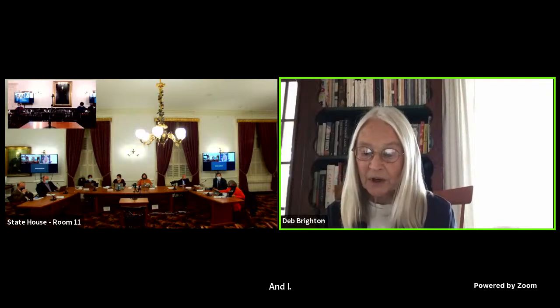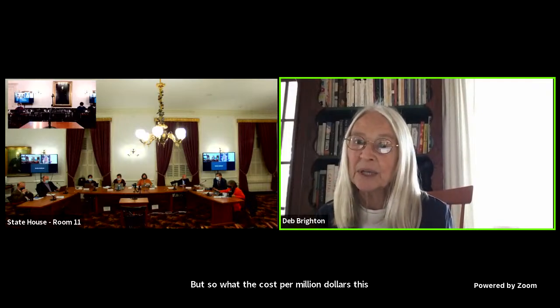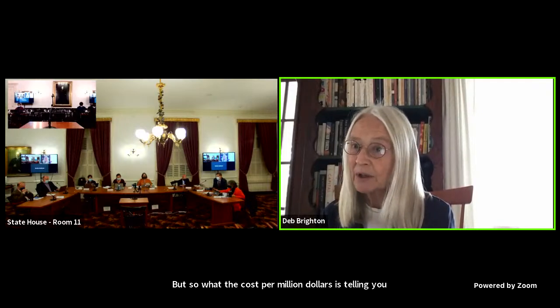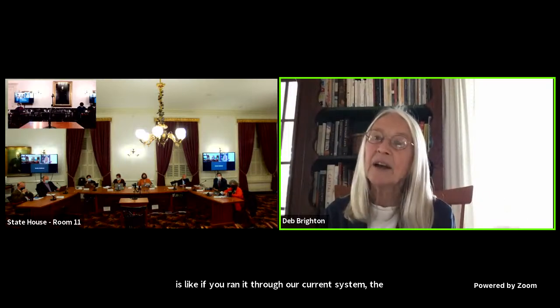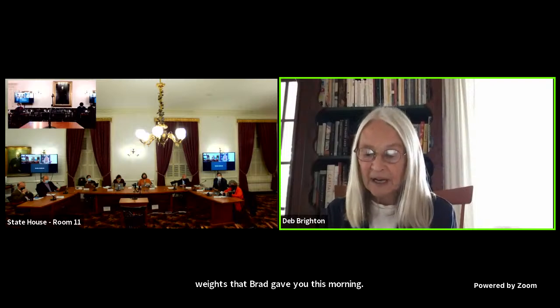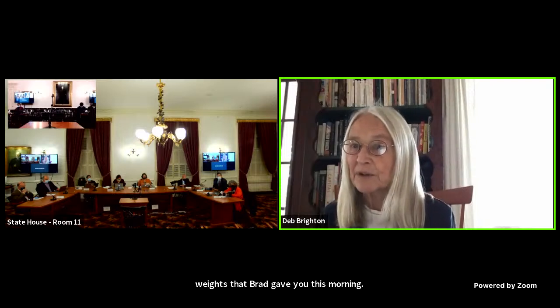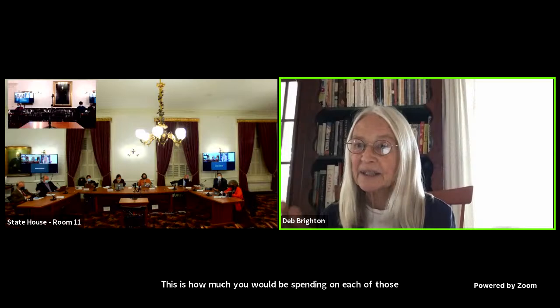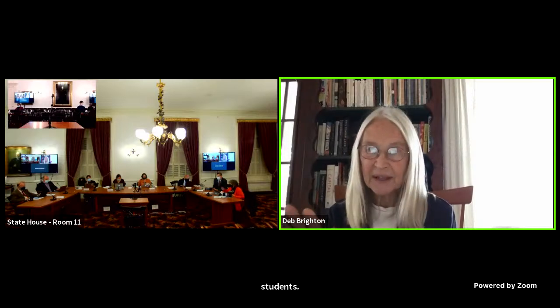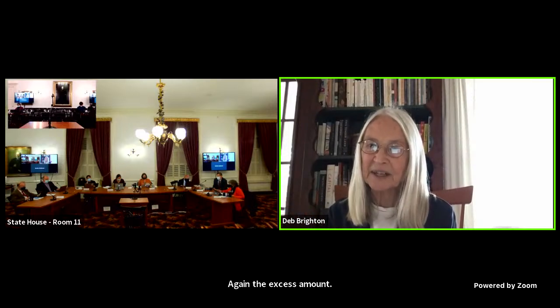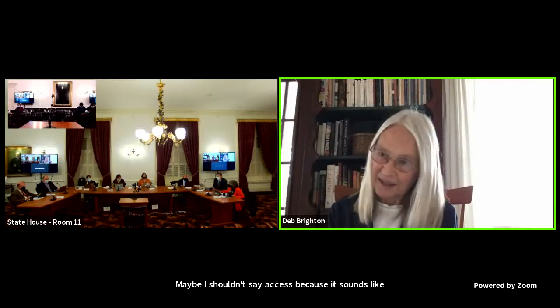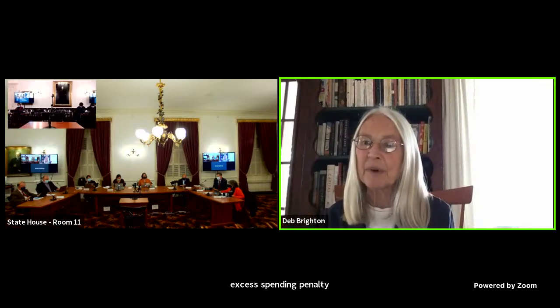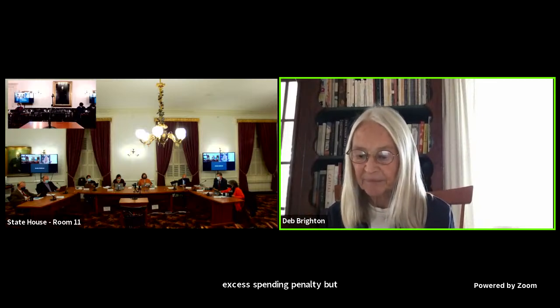But what the cost per $1 million is telling you is, if you ran the weights that Brad gave you this morning through our current system, this is how much you would be spending on each of those students. Okay, the excess amount. Maybe I shouldn't say excess because it sounds like excess spending penalty, but it is the extra cost above the base for those students.